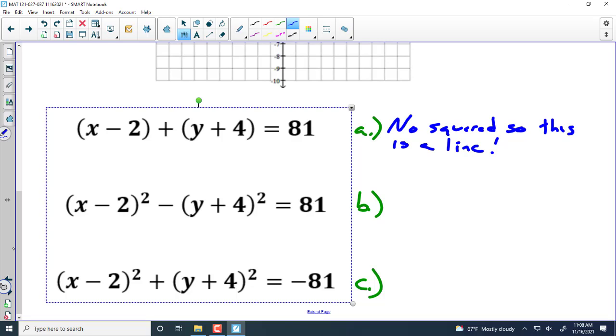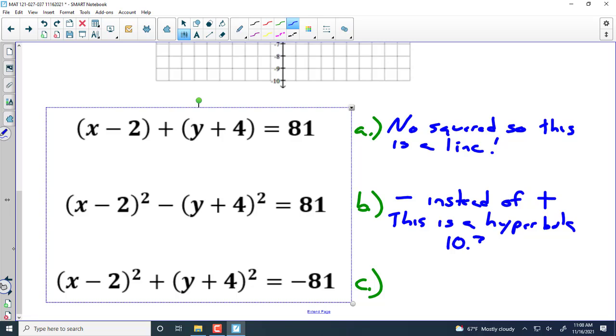Why is the second one not a circle? It's subtracted, yes. So minus instead of plus, this is a hyperbola, which we will learn about in section 10.3. Not today, but we'll learn about that next time.